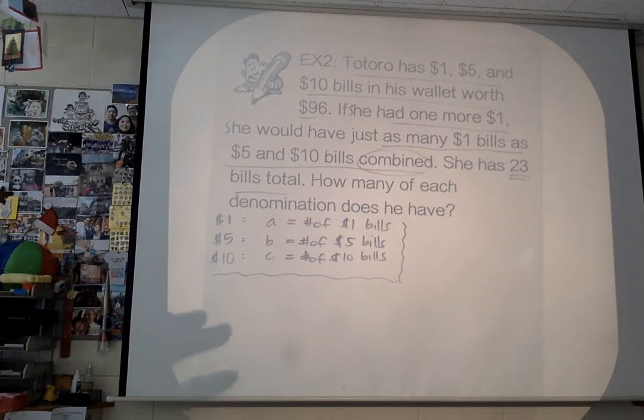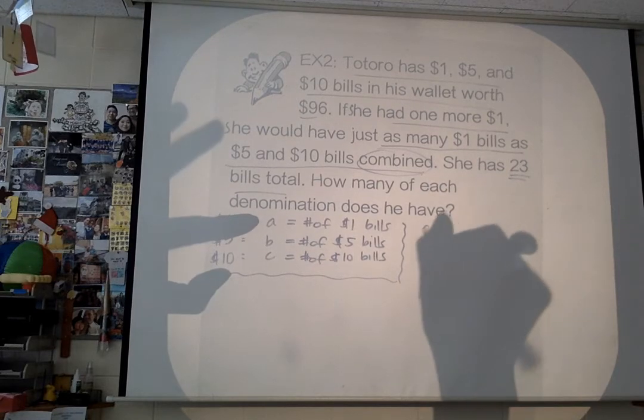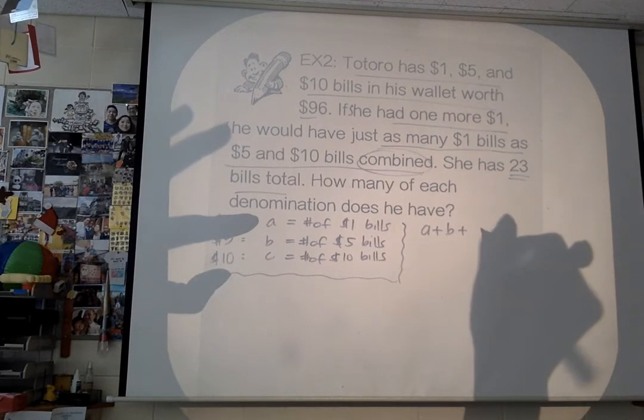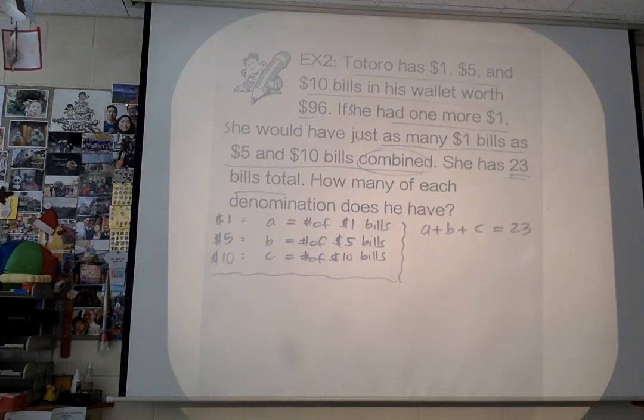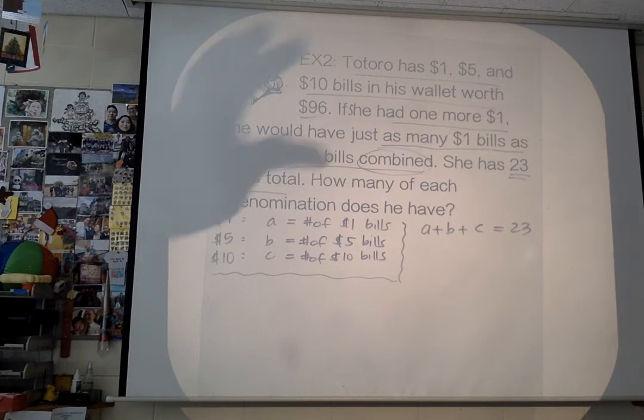But let's start writing our equation. Let's do the easiest one first. We know for sure she has 23 bills total. That means I don't know how many A's, how many B's, how many C's, but I know that they add up to 23 bills. We don't know how much of each though. Let's go to the second one.